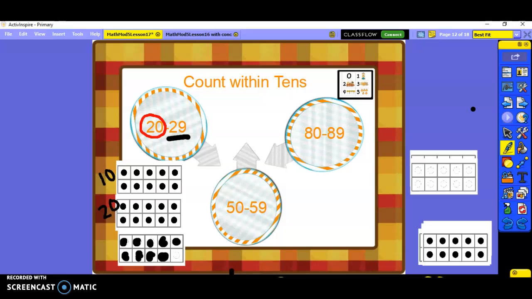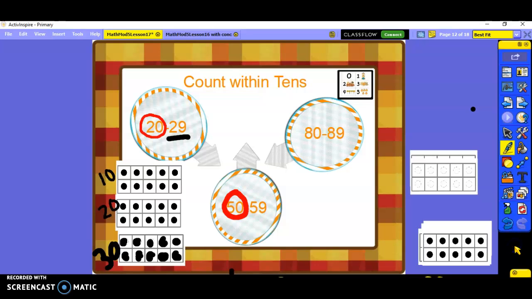We counted all the way to 29. I'm going to give you something to think about. What if we added one more? That's right. 29, 30. That would be 3 tens, the number 30. Okay. Now we're going to start at 50. That's right. We're going to start counting from the number 50.